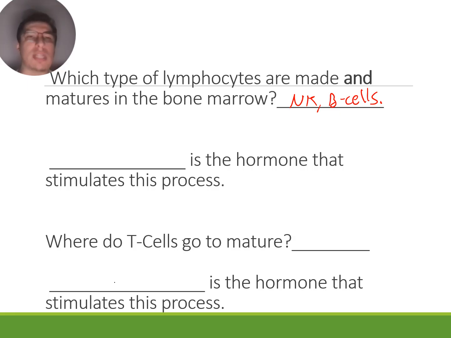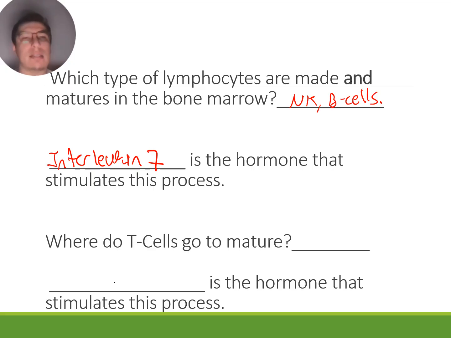Blank is the hormone that stimulates this process. Remember that we have a hormone that helps the hematopoietic stem cell to commit to that lymphoid lineage, and that is going to be interleukin 7.